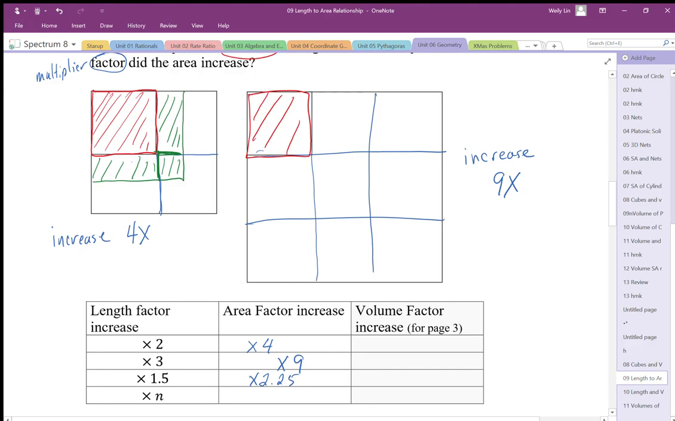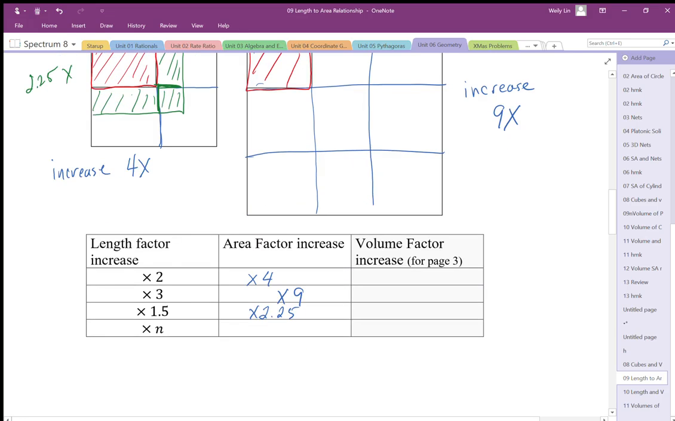So yeah, I've got 2.25 times more area. Okay, so I started with 1, now I have 2.25. So my increase is going to be 2.25 times more. And that is the same as 1.5 squared. So this relationship holds true.